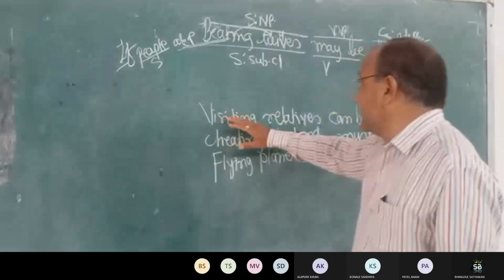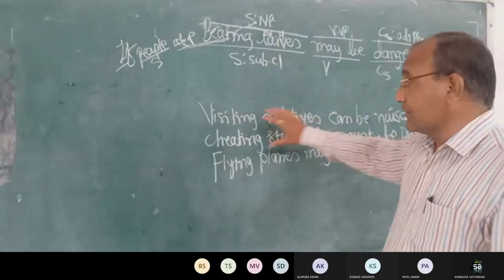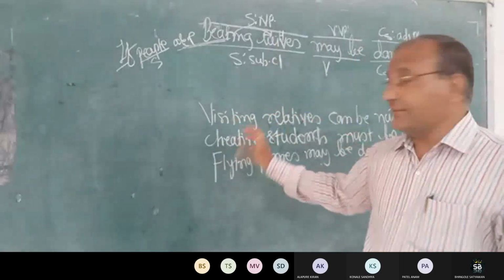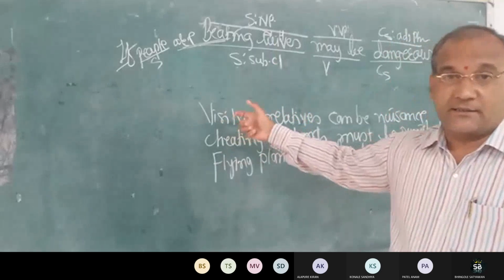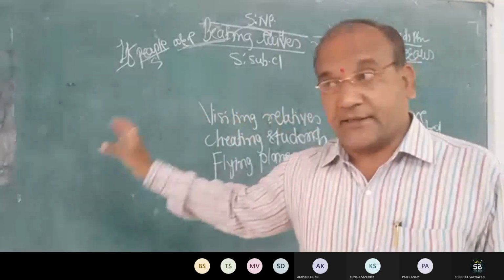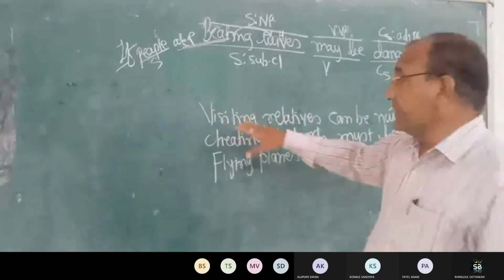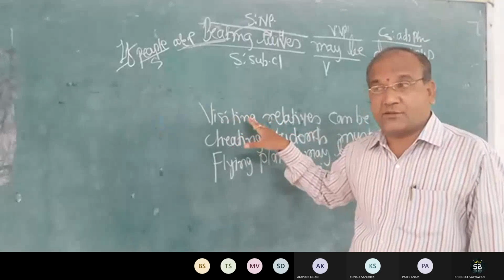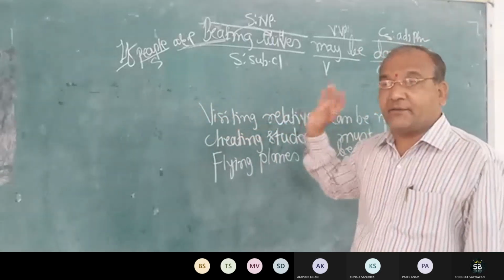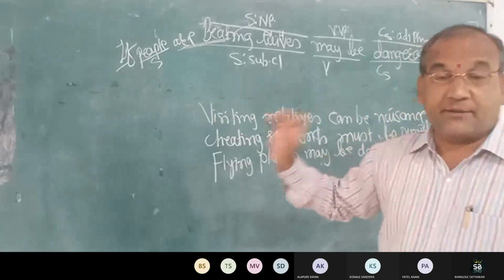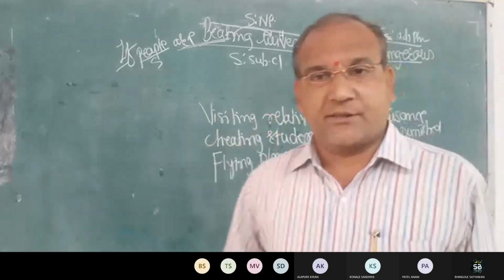Same thing here. Visiting relatives. The problem is with the subject component. If you treat it as an NP, it means the relatives who visit us. But if you treat it as a subordinate clause, it will be we are visiting the relatives, and it can be a nuisance.